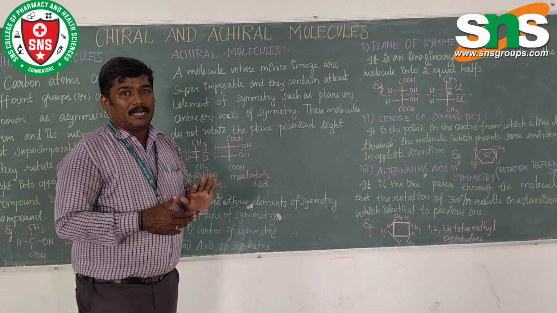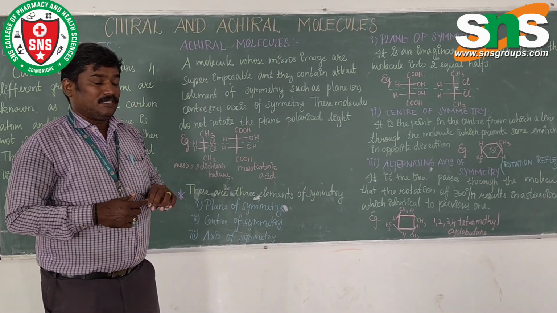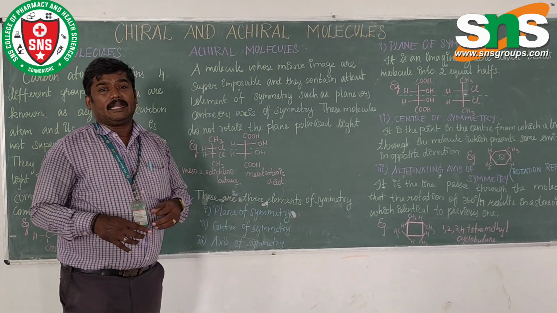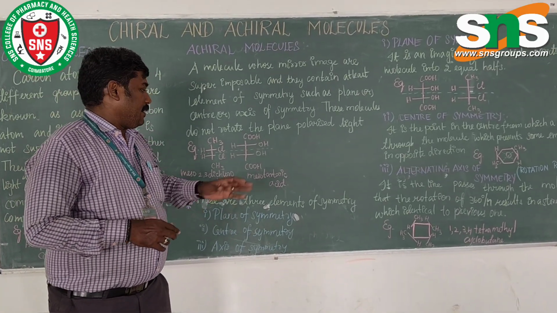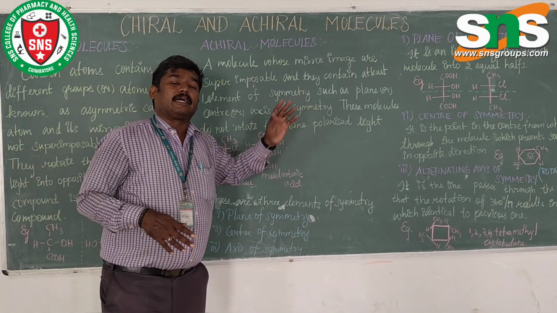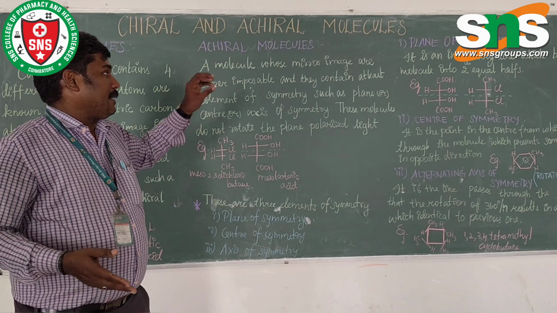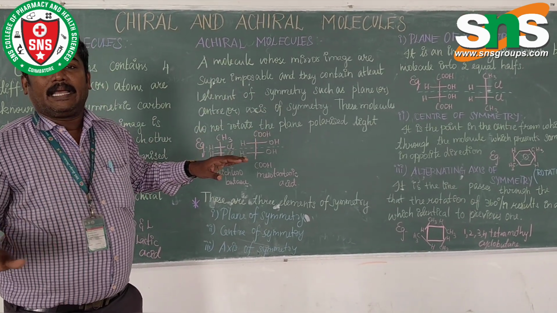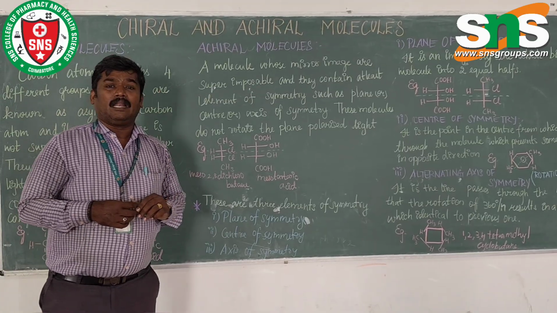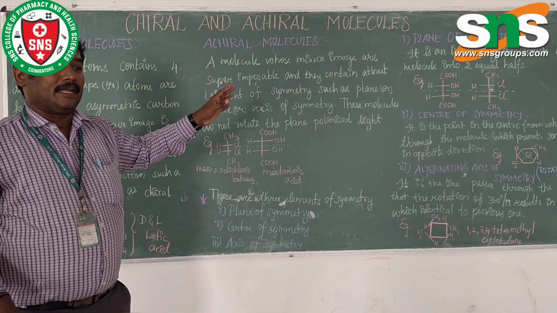So achiral molecules normally have these elements of symmetry, that is plane of symmetry, center of symmetry, or alternating axis of symmetry. If any one of these symmetries is present, even though they contain asymmetric carbon atoms, they are not optically active. They are achiral molecules. So this is about chiral and achiral molecules.